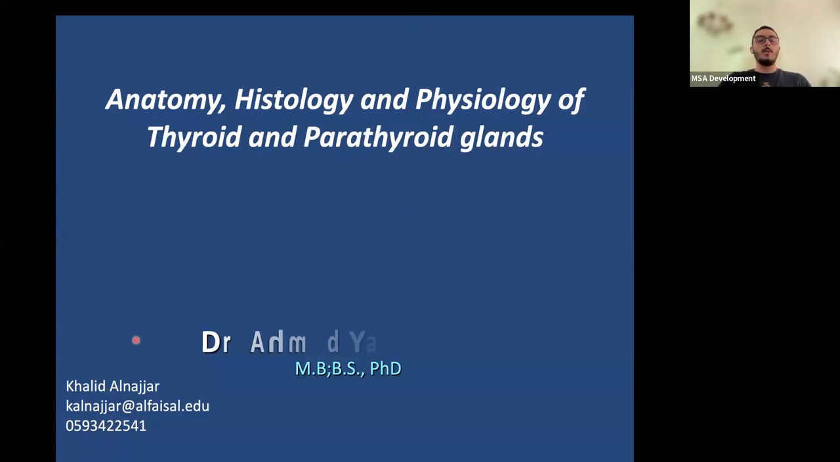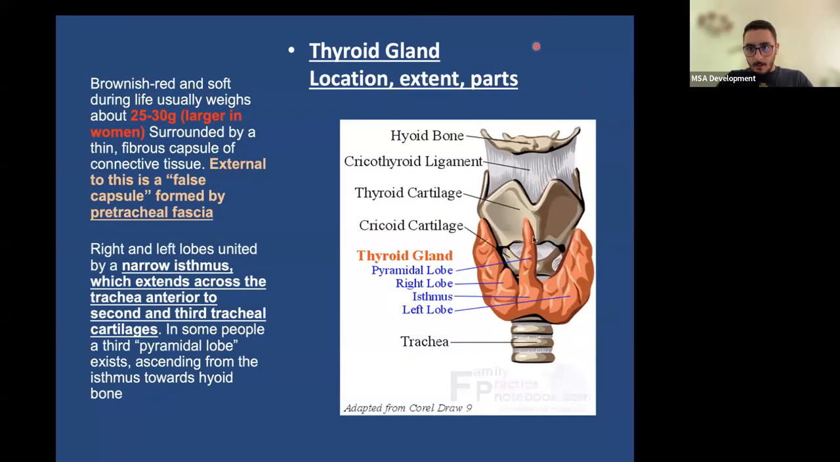Of course, I will start explaining everything about the thyroid and then the parathyroid. To kick off, let me briefly introduce you to the thyroid gland anatomically, and then dig into the physiological aspect of it. So as you can see here, this is the shape of a thyroid gland.